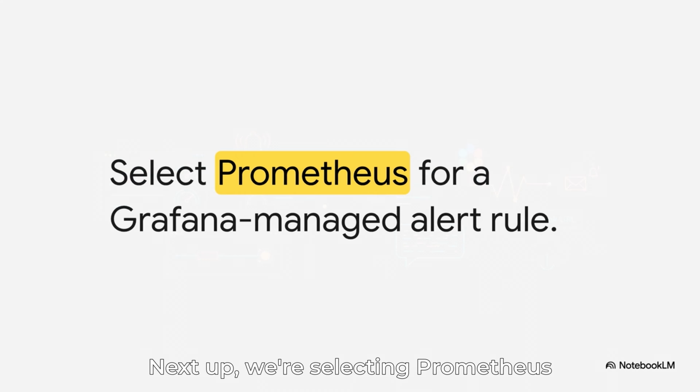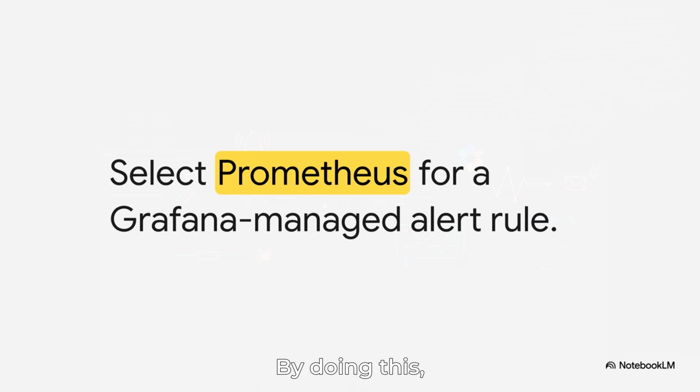Next up, we're selecting Prometheus as our data source. By doing this, we're actually creating what's called a Grafana managed alert rule. The docs highly recommend this approach because it gives us a ton of flexibility. We can query multiple backends and really customize how we route things later on.